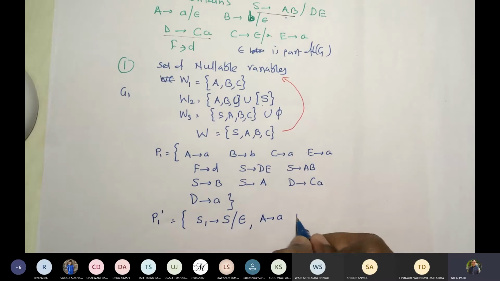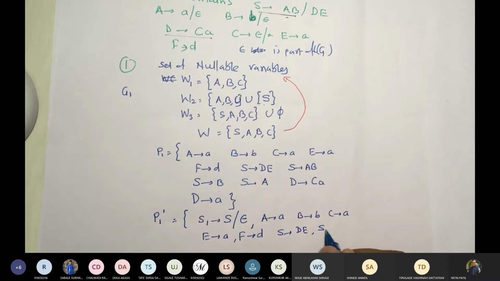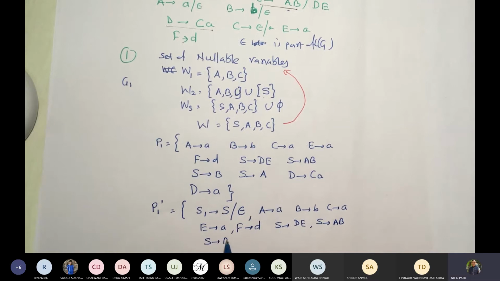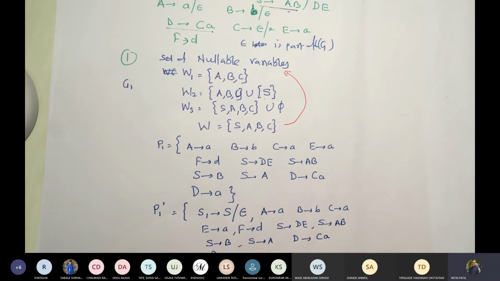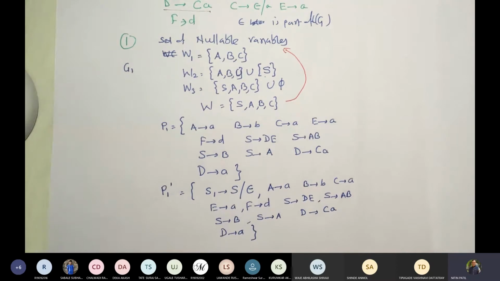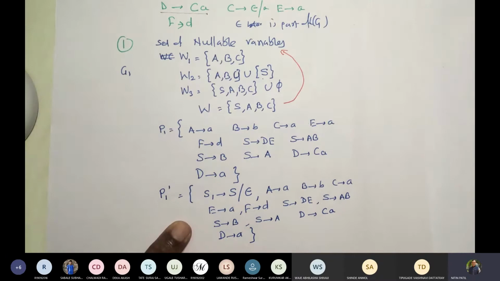A gives A, B gives B, C gives A, E gives A, F gives D, S gives DE, S gives AB, S gives B, S gives A, D gives CA, and D gives A. So this is our production set now. Fine. Now algorithm 3 is applied, nullable. Algorithm 3.5 is also applied.